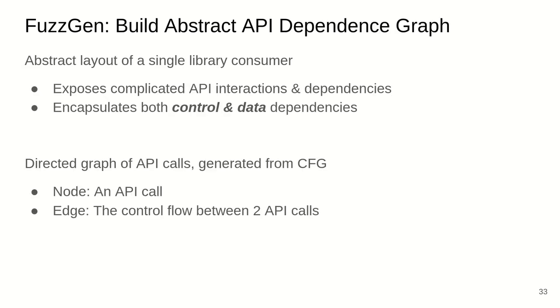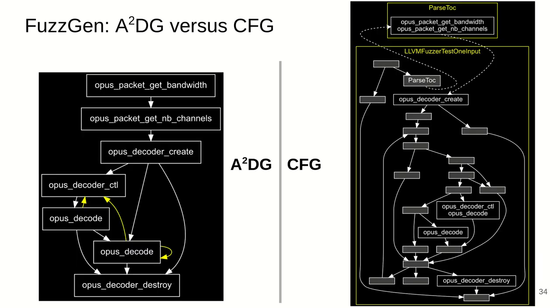Now, based on this exported library functionality, we need to figure out the dependencies between any of these entries in a set. So we want to abstract the layout from a single library consumer. We take a target program that uses our library and then figure out the control and data dependencies by analyzing the target program. The output should be a directed graph of API calls generated from the control flow graph. Here the idea is that we start from the control flow graph, abstract it, and then generate this abstract API dependence graph.